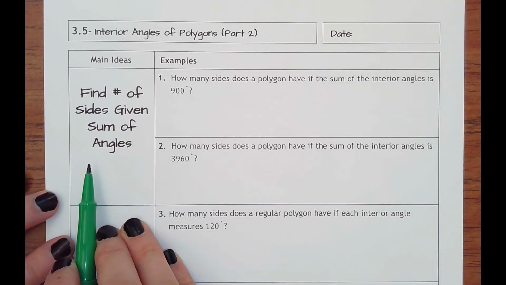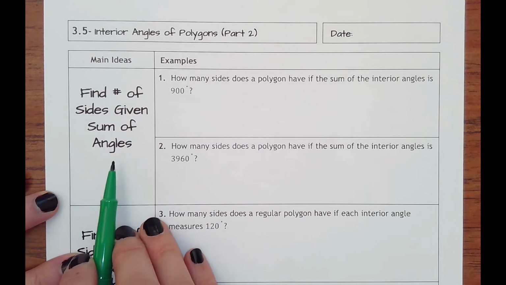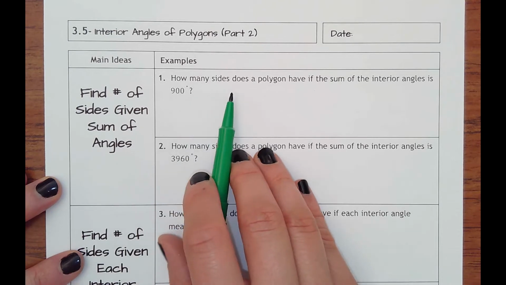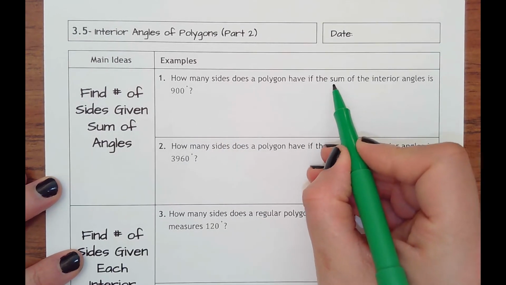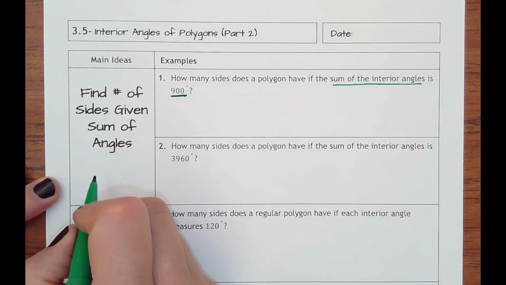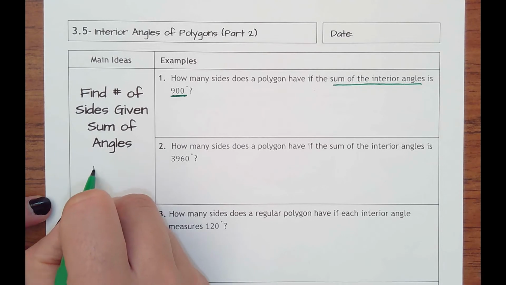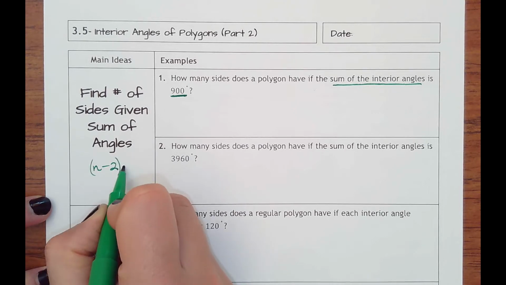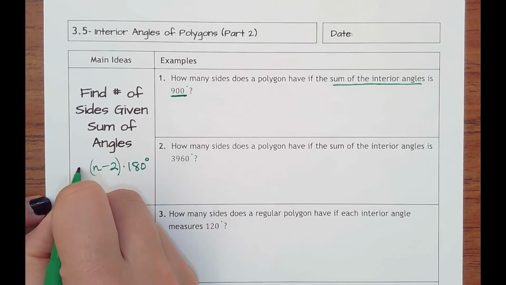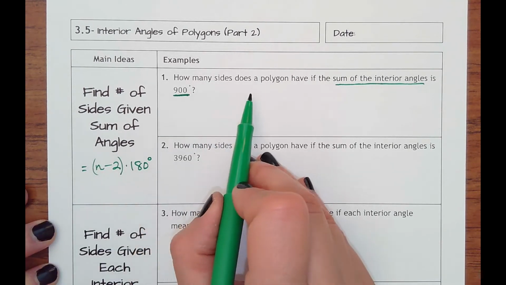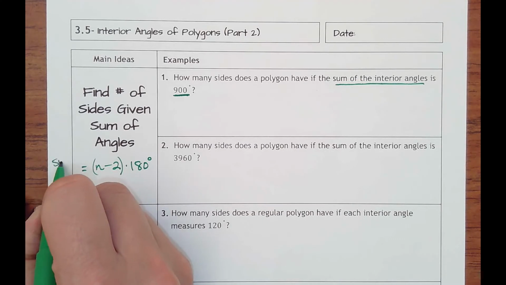First thing they want us to do is find the number of sides given some kind of sum or total of the angles. So we're working backwards today. How many sides does a polygon have if the sum of its angles is 900 degrees? What we learned on the last lesson is that we would take the number of sides minus 2, and that's how many triangles are in it, times 180 degrees. That gives me the total, what did they say? The sum of the angles. So I'll put sum of angles equals this.